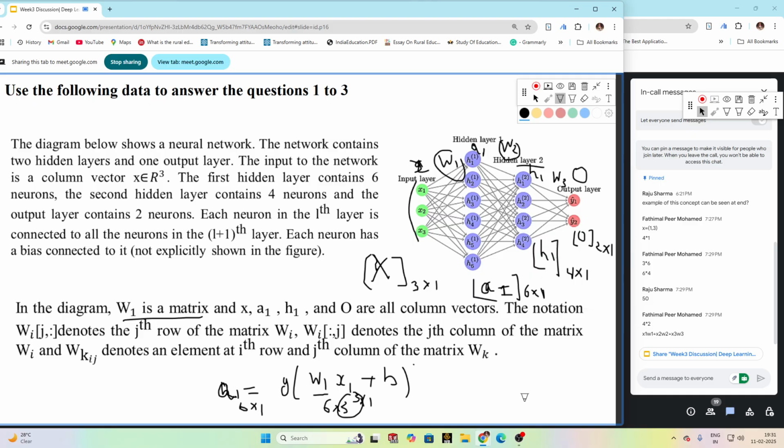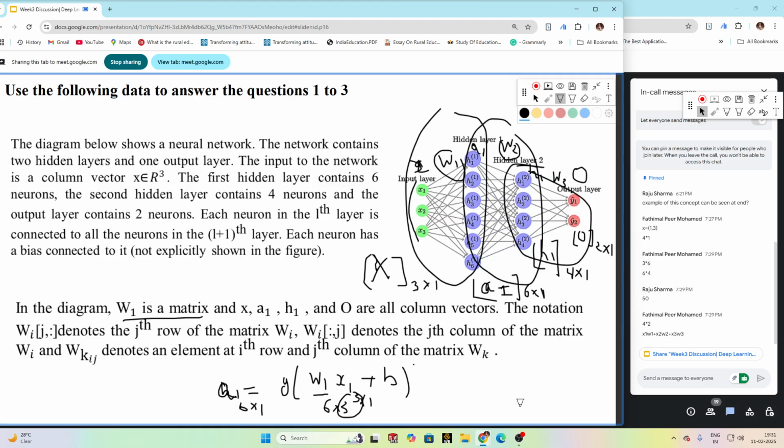If I consider these two layers only, your weight will be dependent on this layer and this layer. Similarly, your W2 will be dependent on this layer and this layer, and if I talk about this one, your weight will be dependent on this layer and this layer.